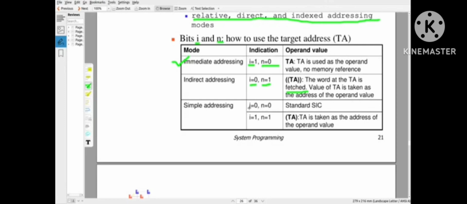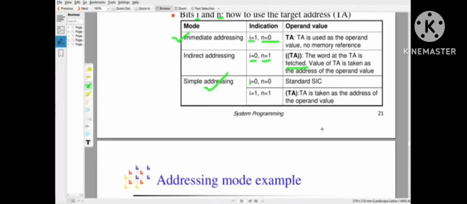Then the last one, if I is equal to 0 and N is equal to 0, or both I and N are equal to 1, will represent simple addressing. If both are 0, it is a standard SIC addressing mode. If both are 1, then the target address is taken as the address of the operand value. Memory reference is there, but there is no need for adding any base register, index register or program counter register. Directly what is available in the target address, that itself we can take as the operand value.